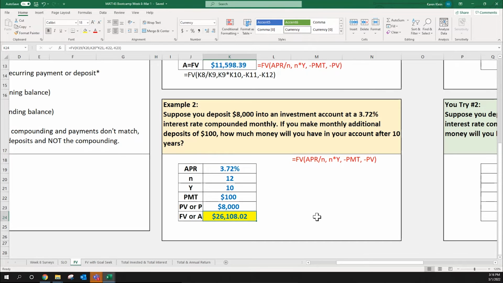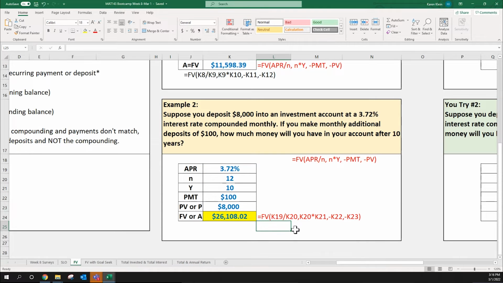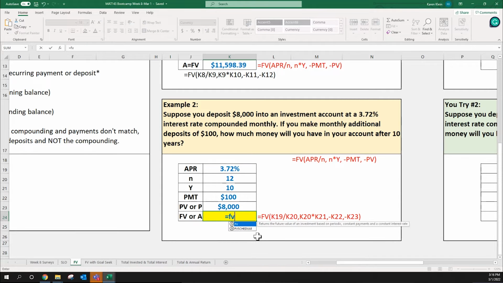Absolutely. All right, so let me go ahead and copy what formula comes up here, just so you have it. So entering it in, we're going to type first with the blank cell, we're going to type FV.